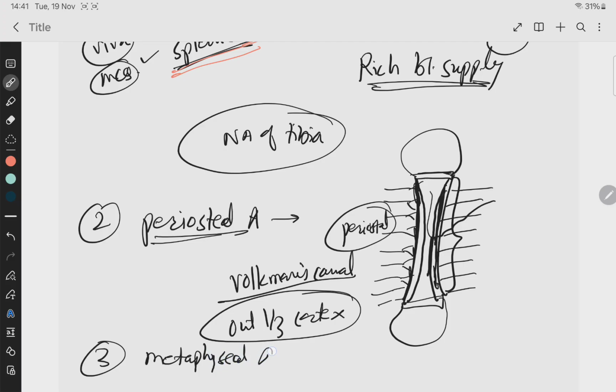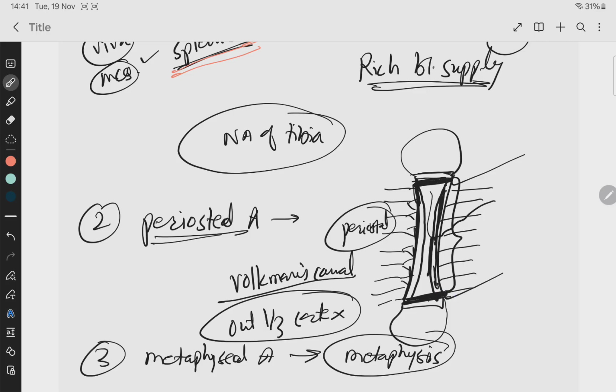Okay, then the third set of artery is called the metaphyseal artery. As the name suggests, it supplies the metaphysis of the bone. What is the metaphysis? The ends of this shaft are called the metaphysis. So this end is supplied directly by these vessels, which are coming from the nearby muscles. These are called the metaphyseal arteries.